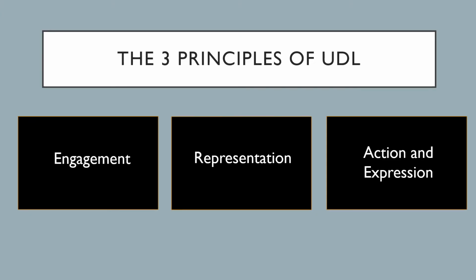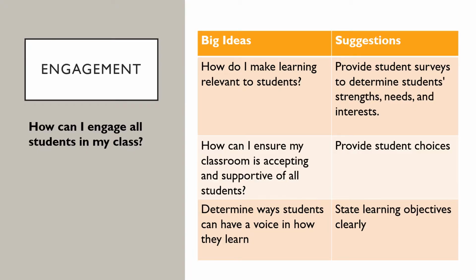There are three main principles of UDL. The first, engagement, the second, representation, and the third, action and expression. The first principle, engagement, is really asking yourself this primary question: how can I engage all students in my class? When you do this, you're looking at how do I make this content relevant to my students? How can I ensure that my classroom is a place of acceptance and supportive to all student needs? And how can I determine ways to give students a voice in what they're learning?